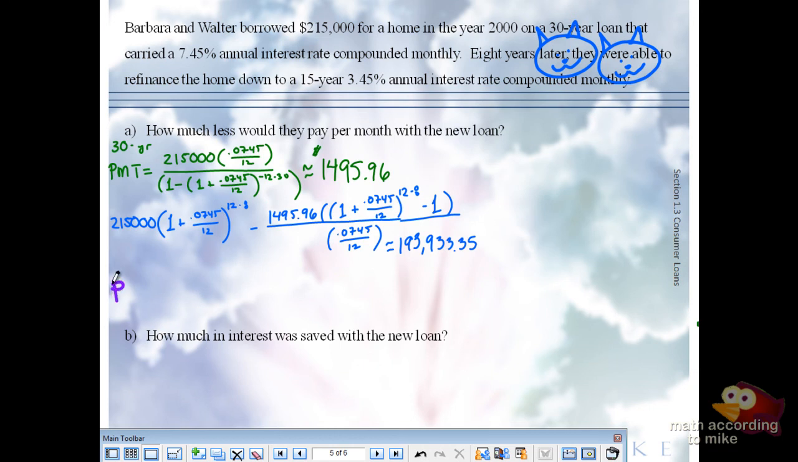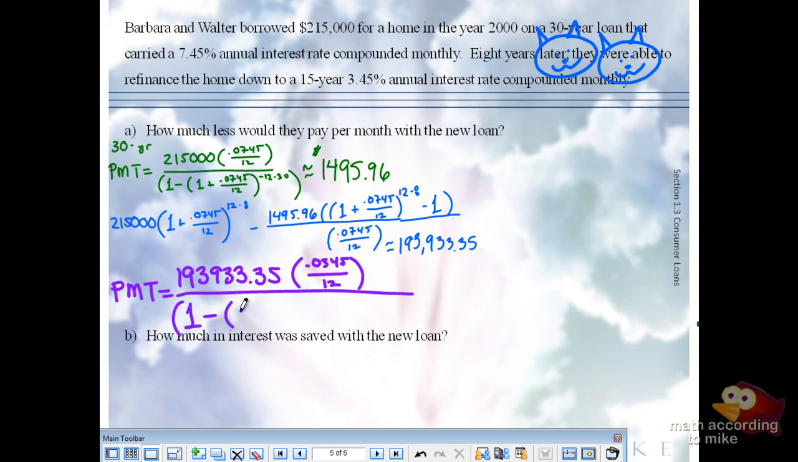So now let's do the 15-year loan. So again, this is another amortization. So PMT is equal to, the PV is this 193 number. R over N, our new R is 0.0345 over 12, over 1 minus parentheses 1 plus R over N, over 12, raised to the negative 12 times 15, because it's a 15-year loan now.